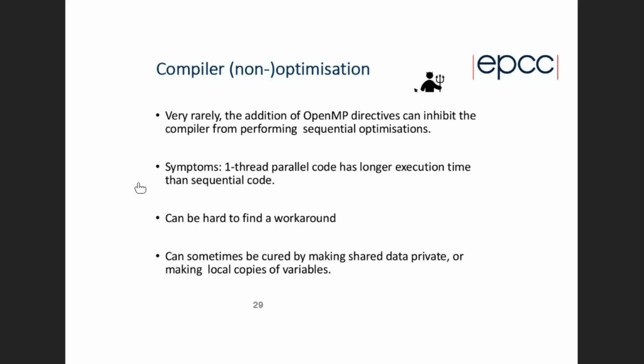It can be a very tricky problem, so thankfully it's very rare. It does happen. It can be tricky to find a workaround because it's hard to figure out which optimization is failing and why. Sometimes you can fix this by making private copies of some shared read-only data, or making local copies of variables inside functions can help sometimes. The causes are often difficult to determine, but thankfully it's a rare occurrence.